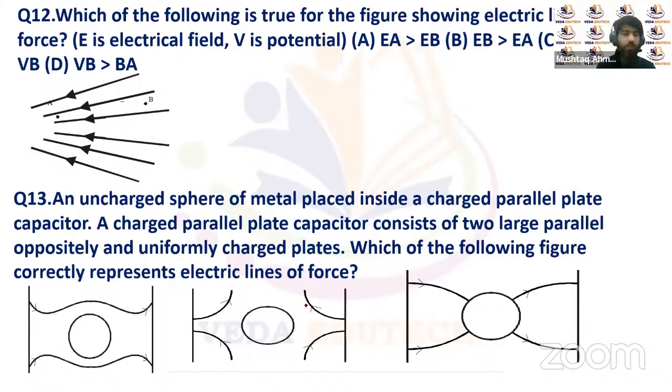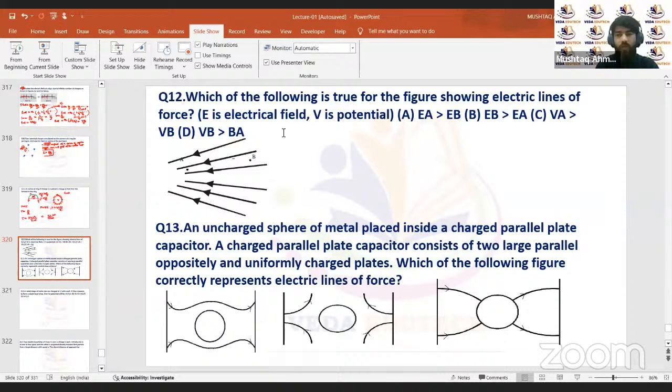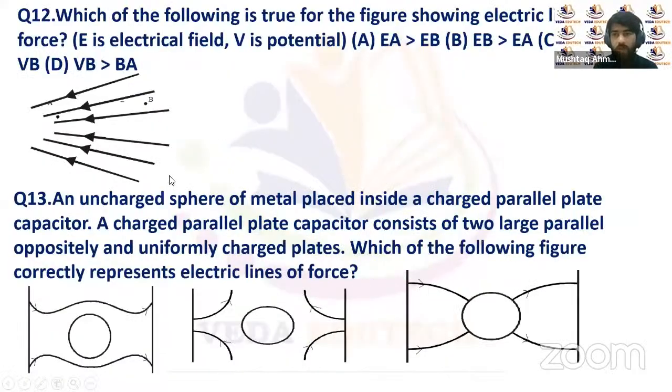Now let's move on to question number 12 and question number 13. In question number 12 we have: which of the following is true for the figure showing electric field lines? Option A is that E_A, the electric field at point A, is greater than the field at B. Option B is that the field at B is greater than the field at A. Option C is that the potential at A is greater than the potential at B, and option D is that the potential at B is greater than the potential at A. This is point A here, and this is point B.